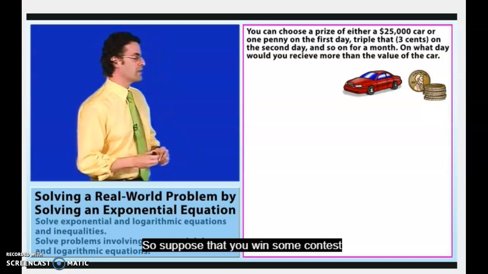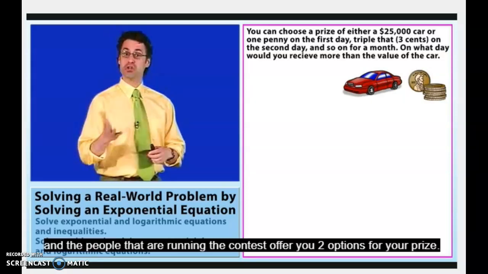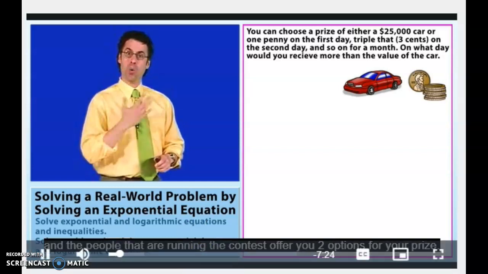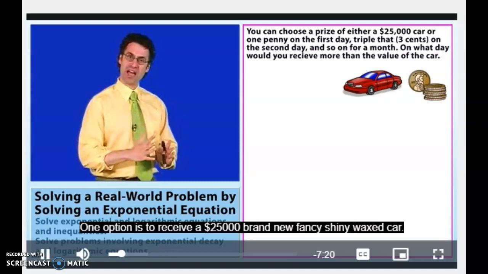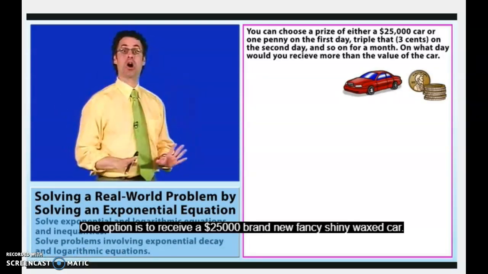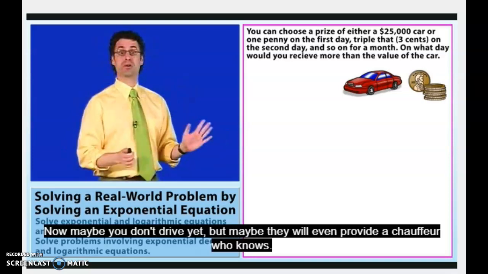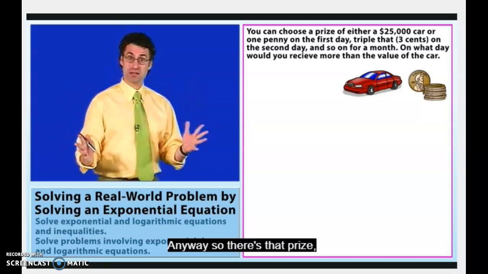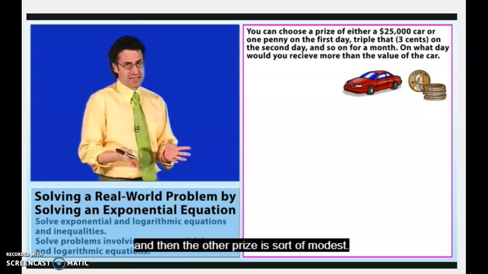So, suppose that you win some contest, and the people that are running the contest offer you two options for your prize. One option is to receive a $25,000 brand new, fancy, shiny, waxed car. Really great. Now, maybe you don't drive yet, but maybe they'll even provide a chauffeur, who knows. Anyway, so there's that prize. And then the other prize is sort of modest.